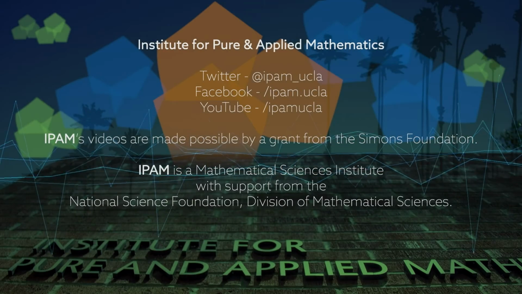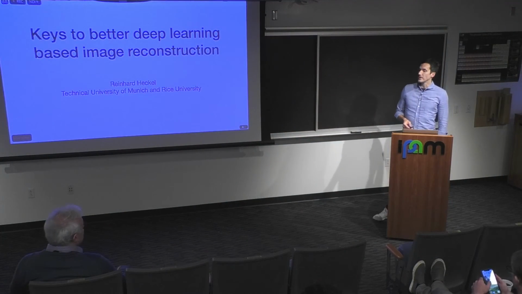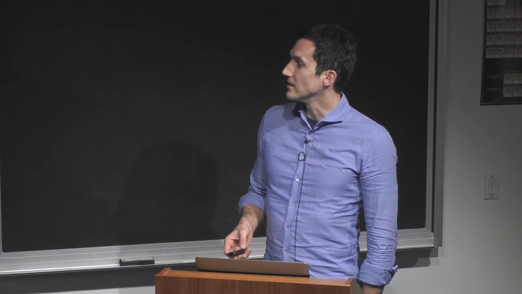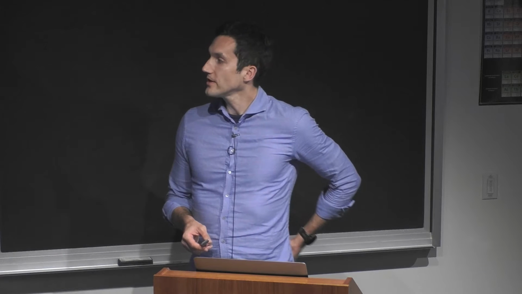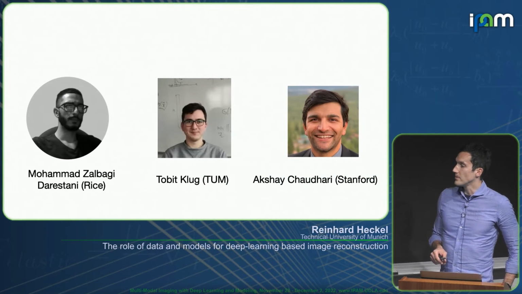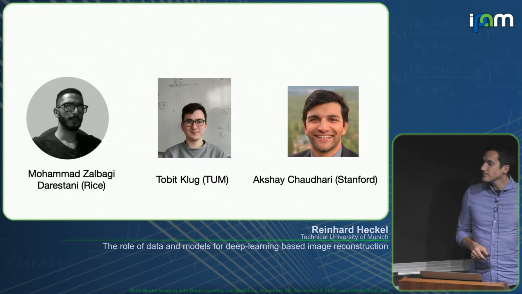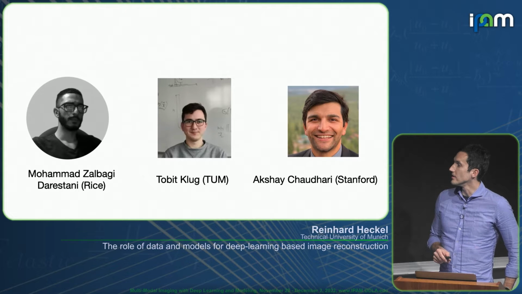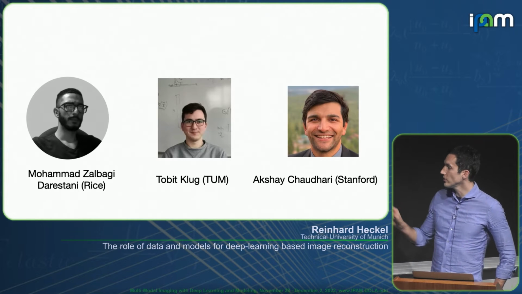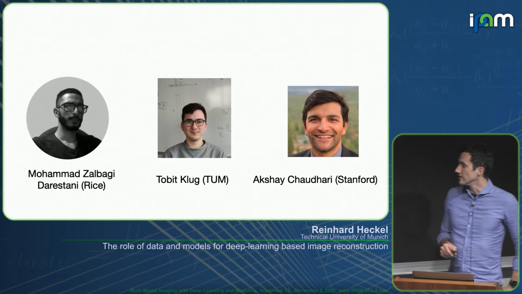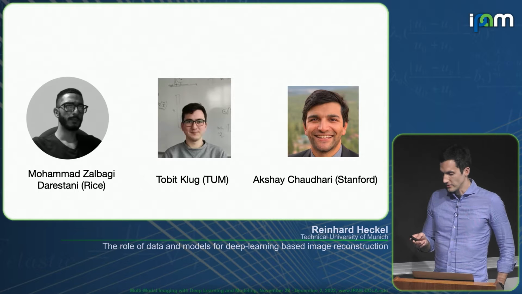So I'm going to talk about how to build better deep learning-based models for image reconstruction. I'm going to talk about some work that is joint work with a number of collaborators. There's some work done by Mohammed, a PhD student at Rice University. Then there's some work done with Toby de Kloek, a PhD student at the Technical University of Munich. And then Akshay is a collaborator in magnetic resonance imaging, and he helps make sure that we are doing the right things regarding magnetic resonance imaging.